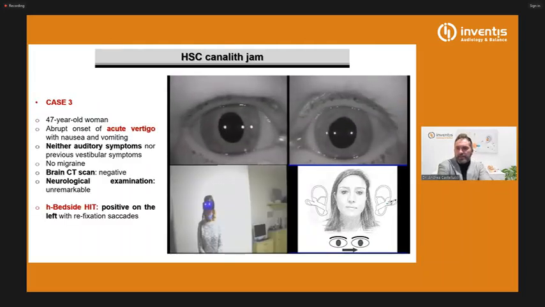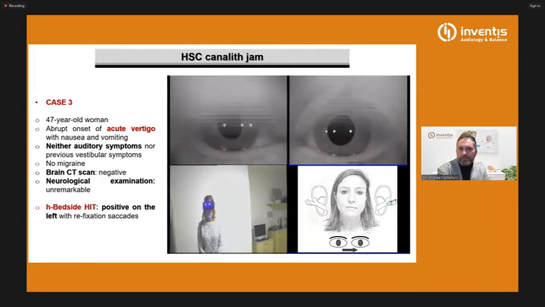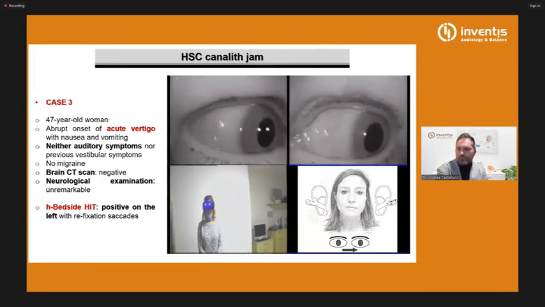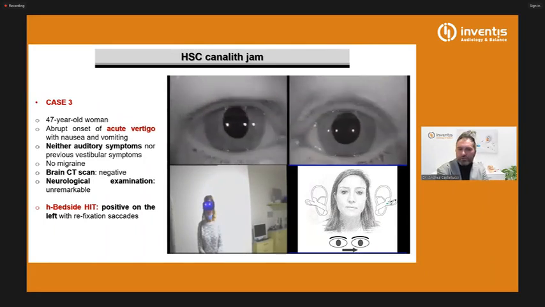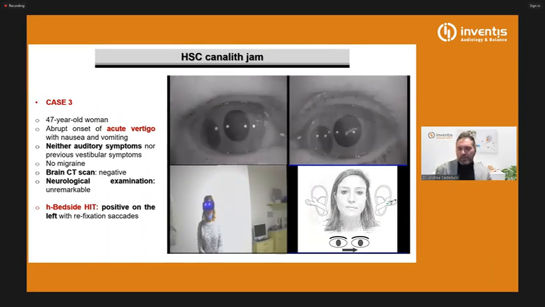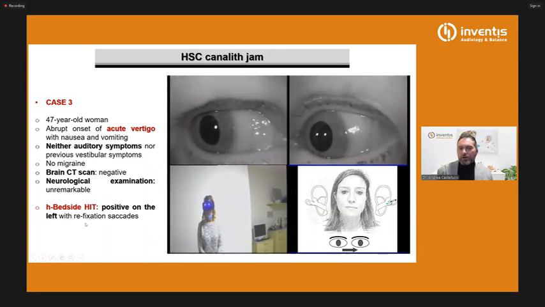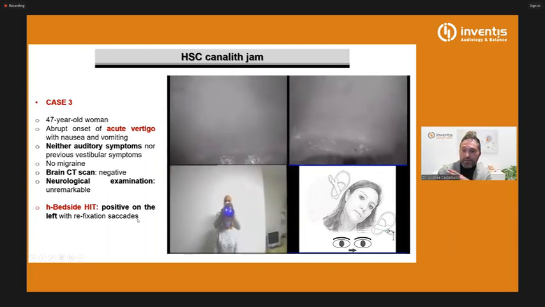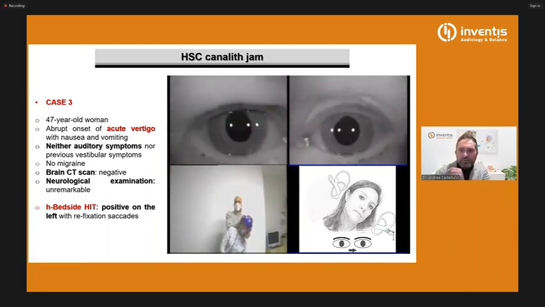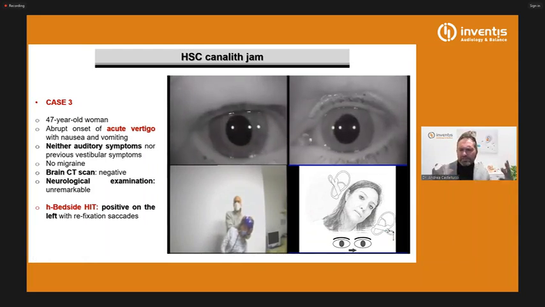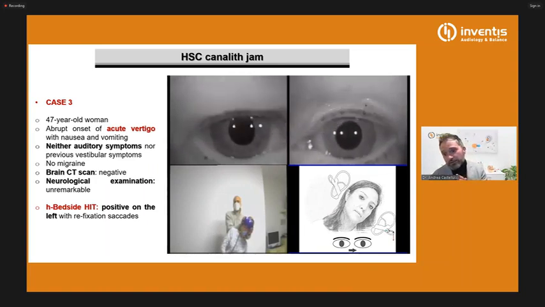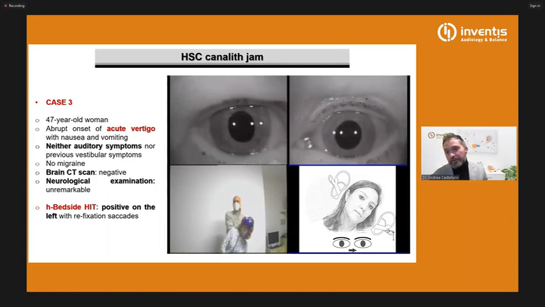Another interesting case, again from my friend Pasquale. In this case, there was acute vertigo of a lady, no auditory symptoms, brain CT scan was normal, neurological examination was unremarkable. But you can see here that it was a positive head impulse test on the left side with refixation saccades. So spontaneous left beating nystagmus with positive head impulse test on the same side. What is this? Is it central? Is it Meniere's disease, an acute phase of Meniere's disease? And look, now on the left head bending, nystagmus recedes.